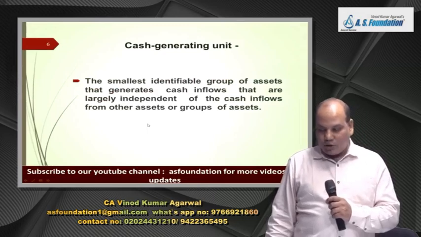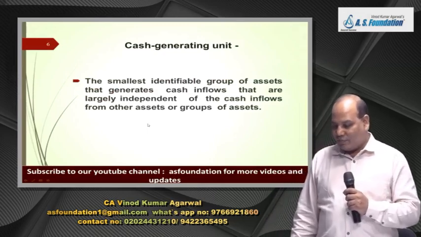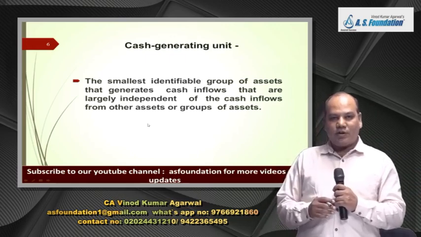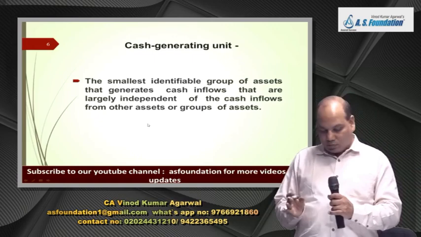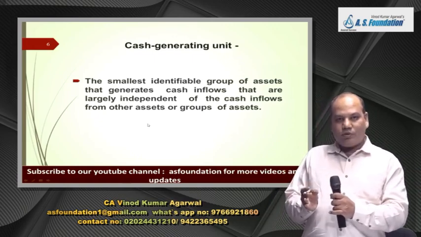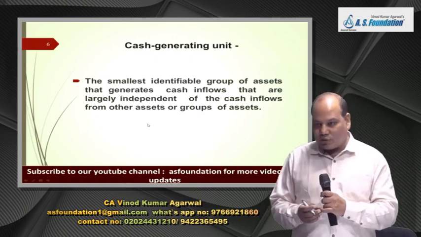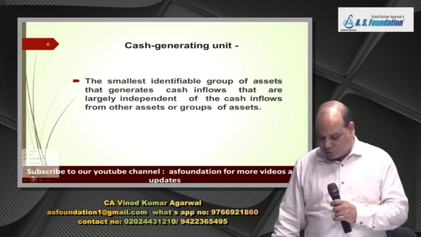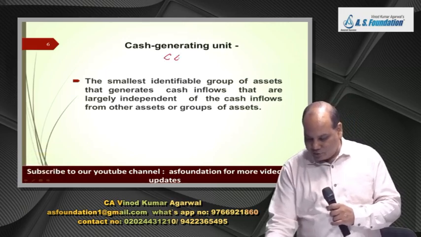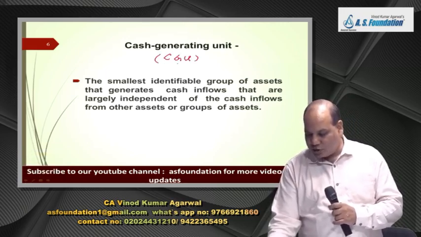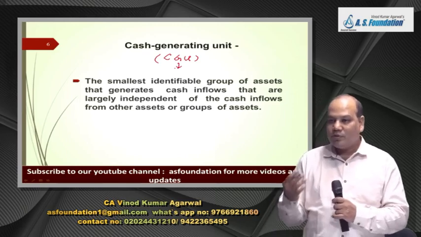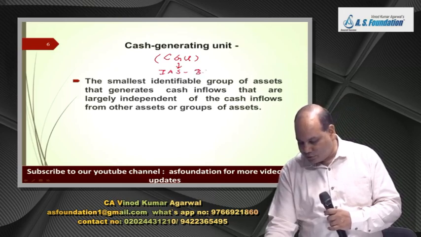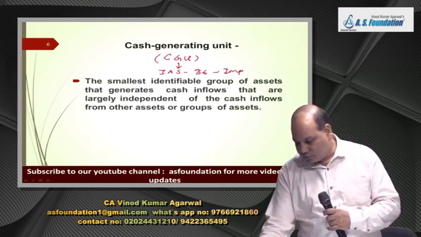Now there is a long list of definitions. First we will go through some key definitions and then we will start the standard. Some of these terms have been used in other standards also. For example, cash generating unit, it is popularly called CGU. Which standard talks about the definition of CGU? IAS 36, impairment. Okay.